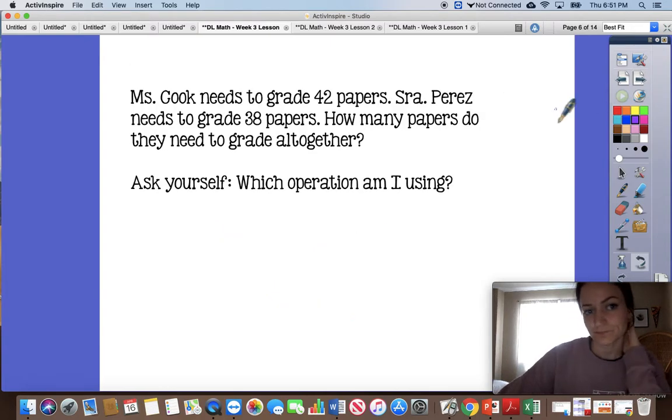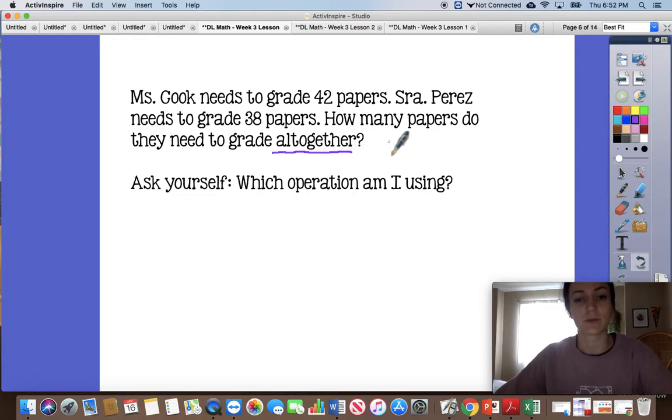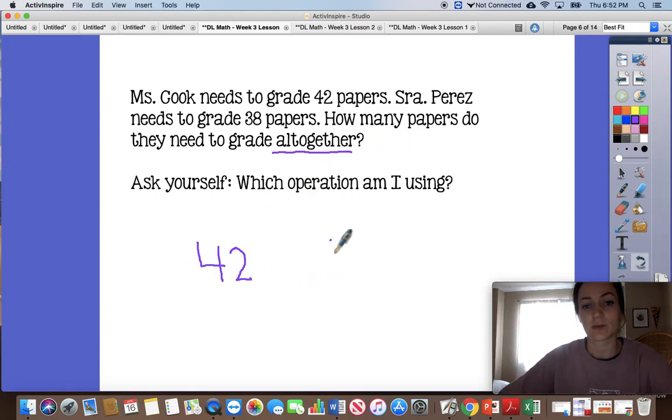Let's look at the next one. Miss Cook needs to grade 42 papers. Senor Perez needs to grade 38 papers. How many papers do they need to grade all together? So this would be our keyword telling us if I'm adding, subtracting, multiplying, or dividing. Okay, so ask yourself, am I adding in this problem, subtracting, multiplying, or dividing? In this problem, we're adding because Miss Cook has 42 and Senor Perez has 38, and it asks how many do they have all together. So I'm going to add them together to find the total.